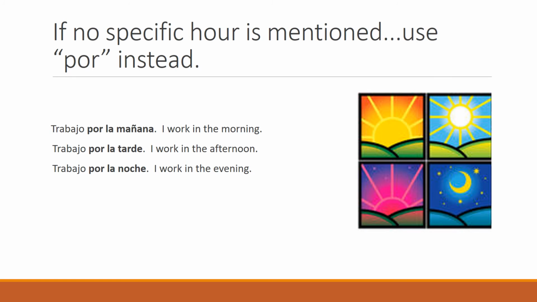So if no specific hour is mentioned, instead of using the word de, you're going to use the word por. Trabajo por la mañana. I work in the morning. So it's not specific at all. We don't know what time you're working. Just in the morning is por la mañana. Trabajo por la tarde. I work in the afternoon. Trabajo por la noche. I work in the evening.